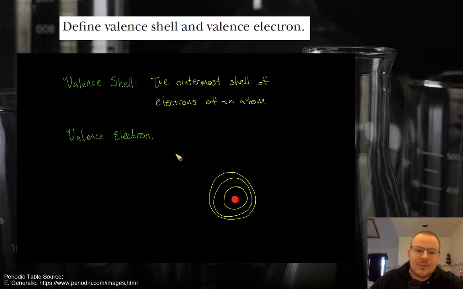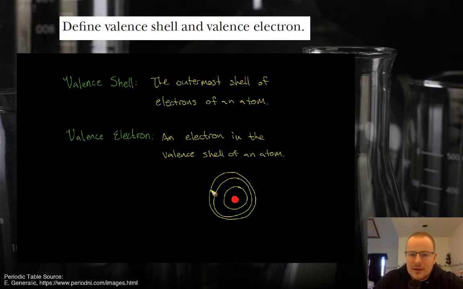And a valence electron is an electron in the valence shell of an atom. So whatever the furthest away from the nucleus shell happens to be, any electrons in that are valence electrons.